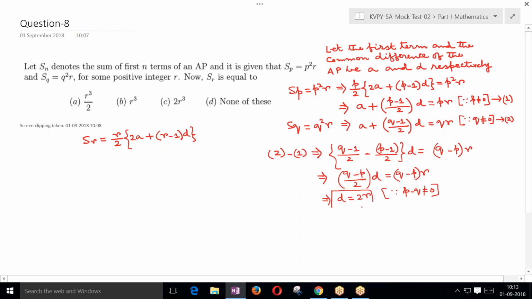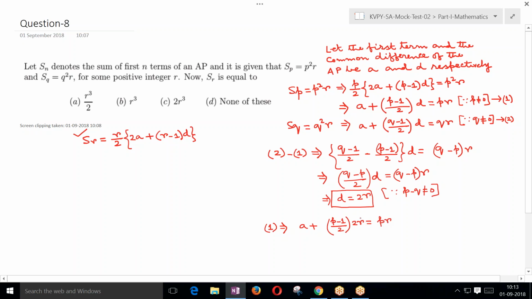So that value of D equal to 2R you can apply in this expression SR. But we need to find the value of A as well. To find the value of A, we can apply D equal to 2R in equation 1. So from equation 1, we get A plus (P minus 1)/2 into D. What is D? D is 2R, equal to P into R.